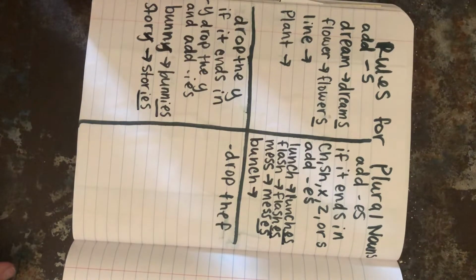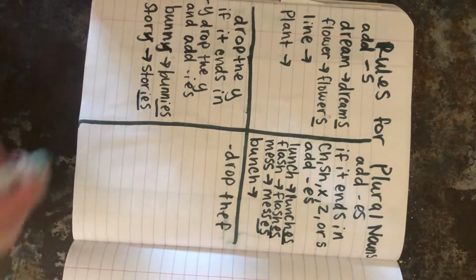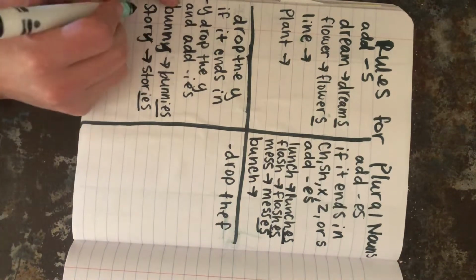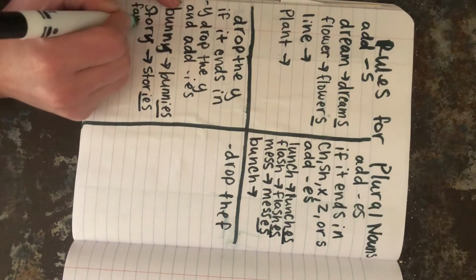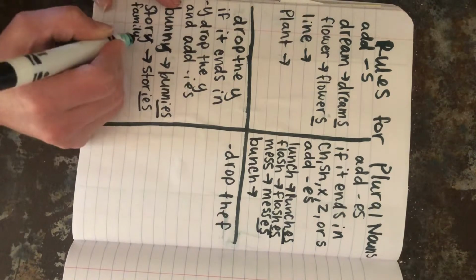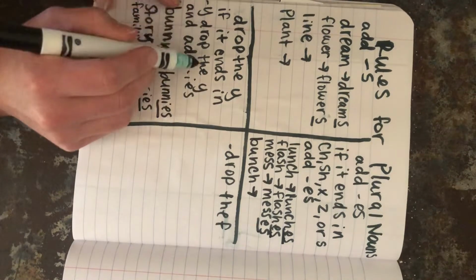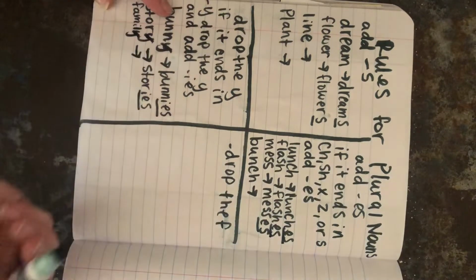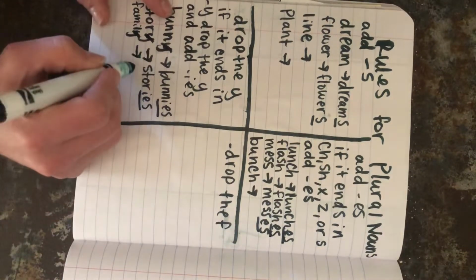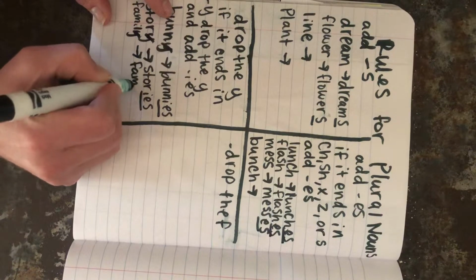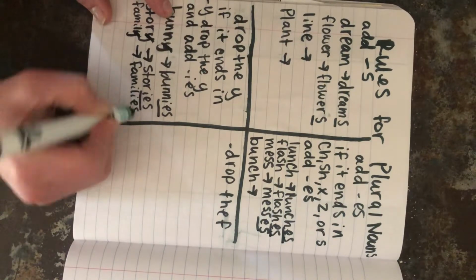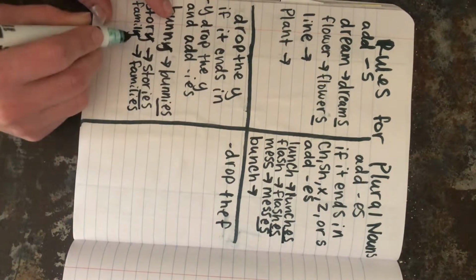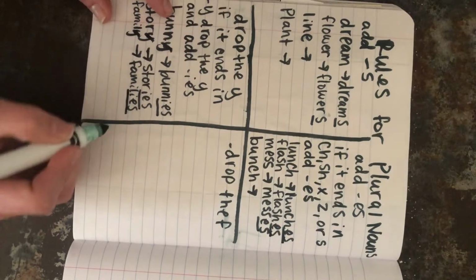We're going to do one more together and then I'm going to let you do two on your own. Next one is family. If it ends in Y, drop the Y and add IES. Family turns into families. Everything stayed the same. I just dropped that Y and added IES.